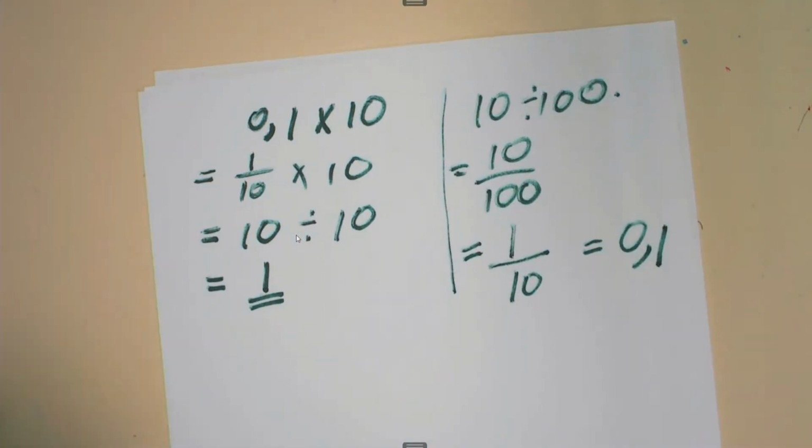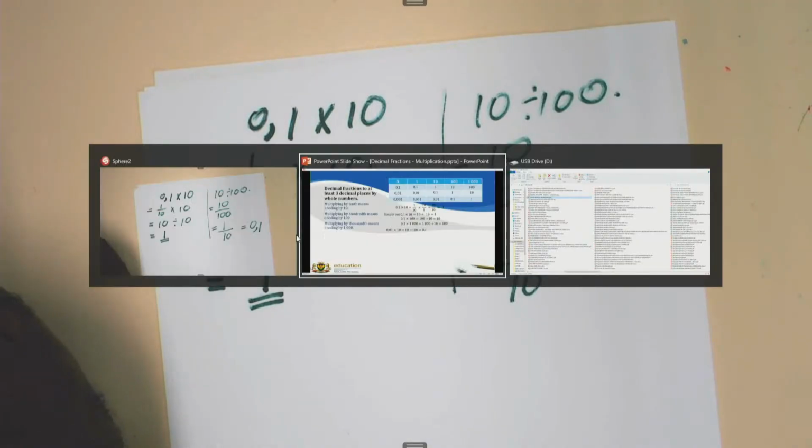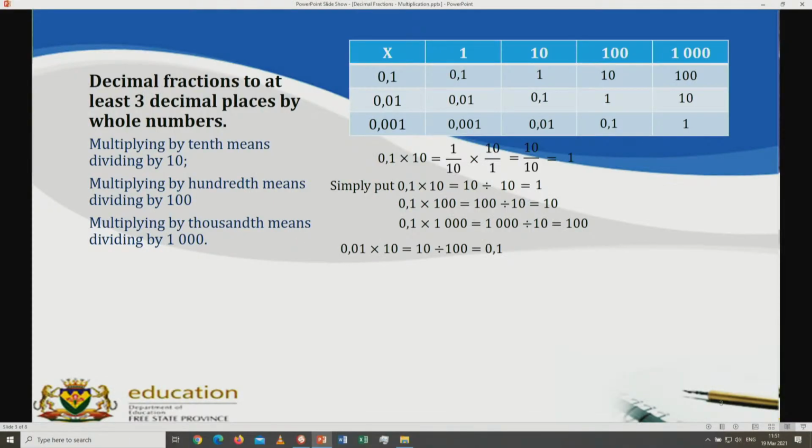That is why when we go back, you look at it, it is now 0,1, because 10 divided by 100 is 10 hundredths, which is the same as 1/10, which gives us 0,1. Is that good? Very good. And then 0,01 multiplied by 100 is the same as 100 divided by 100.